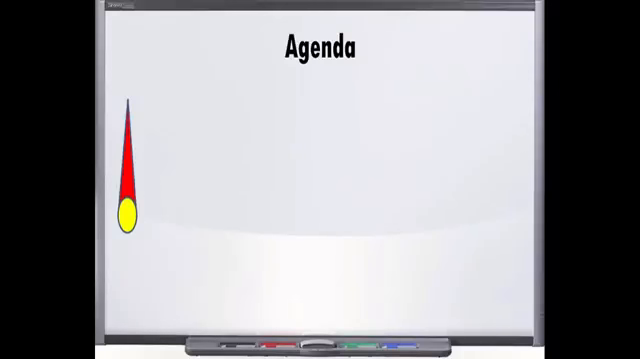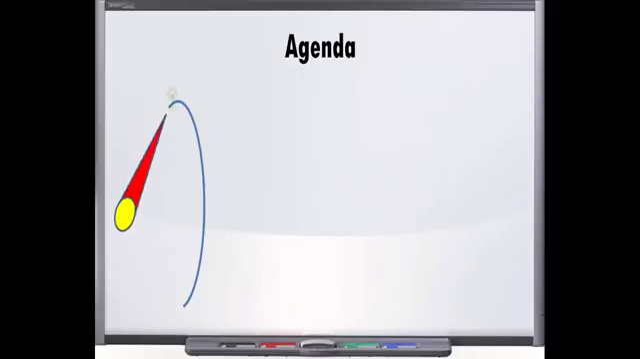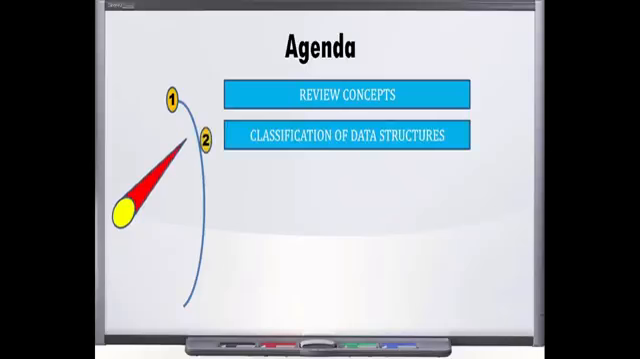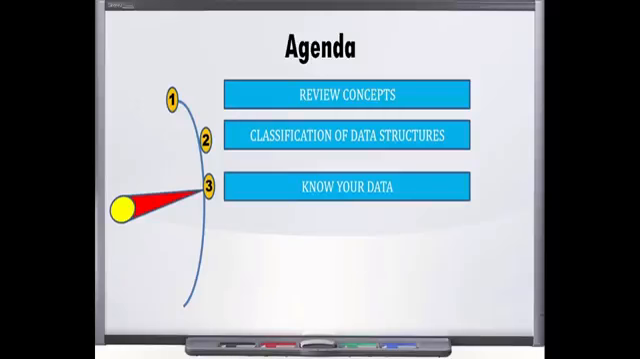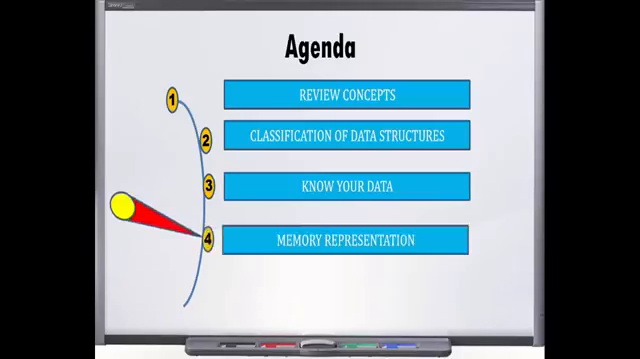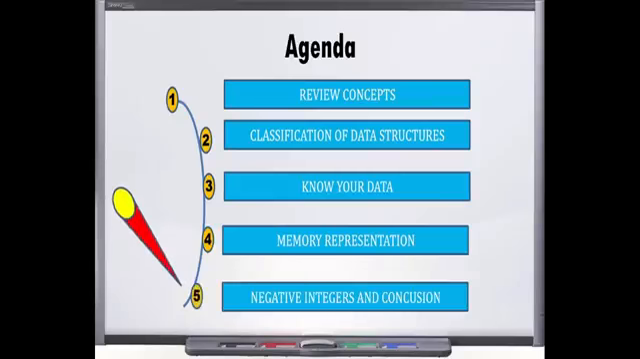Okay, let's start. So today's agenda is first we'll be reviewing the earlier concepts, then we'll go for the classification of data structures again, then we'll revisit the data and we'll try to figure out how it is represented in the memory along with the negative numbers, and finally we'll conclude this session.